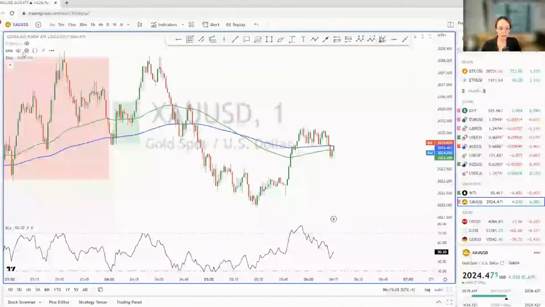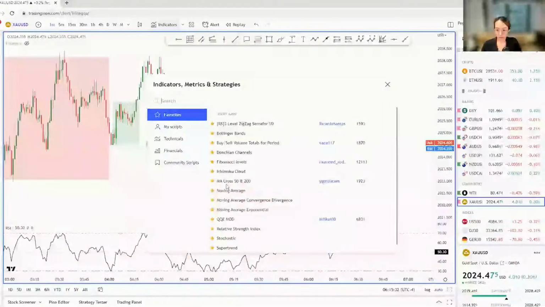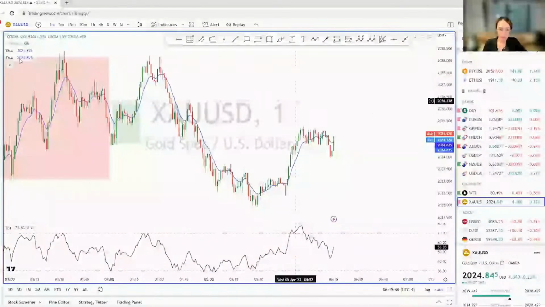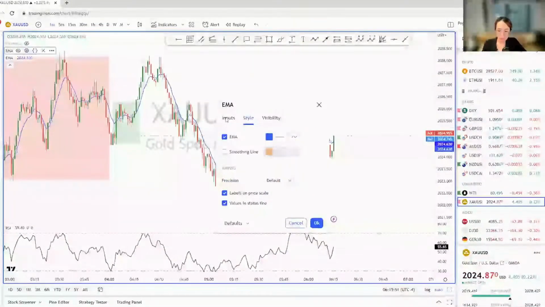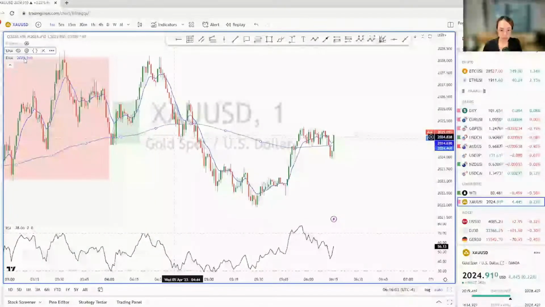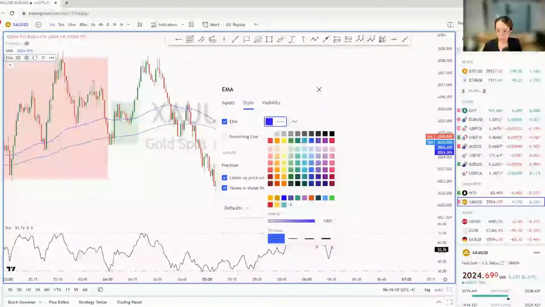Okay, no problem. So usually you go here, indicator. You can go here, moving average exponential, which is called EMA. You can just click it. After that you go to the settings, input, and in the range you put 200. I always use EMA 200 in blue color, so it's easy for me. Then for EMA 100, you change to 100, and then go to style and change to green color.